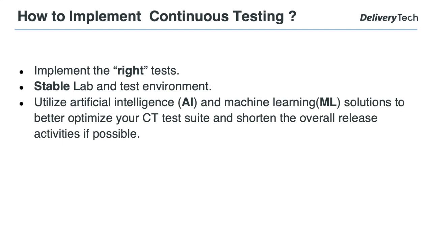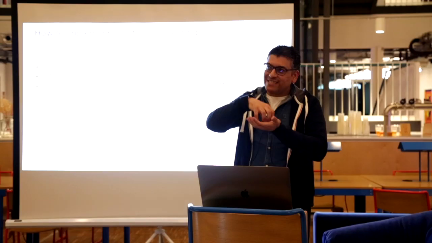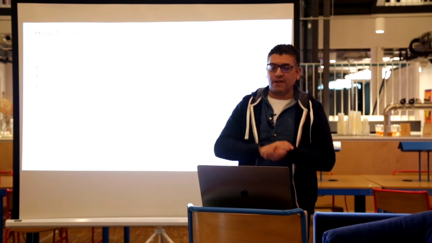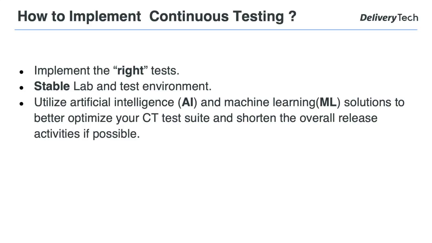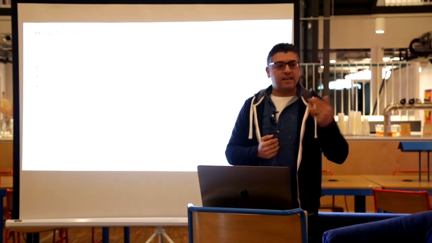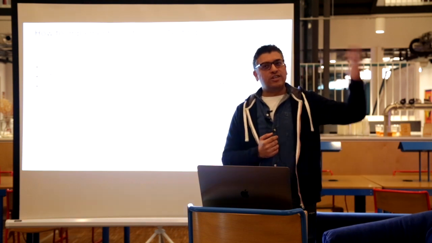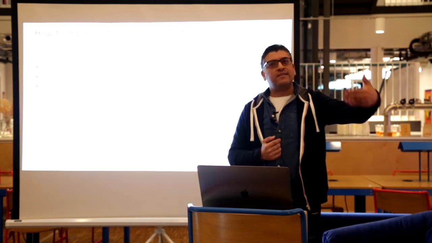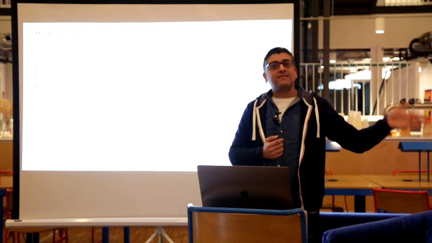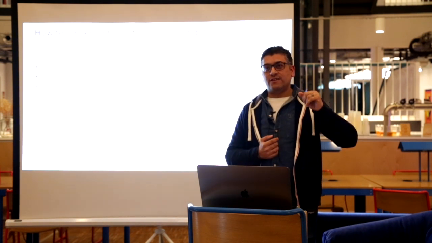So we need to decide which tests we can put in each step inside the delivery pipeline. We also need a stable lab and test environment to be able to test our application. For example, if I'm using the development environment, and every time the developer is changing the environment while I'm running my test automation script, every time I will get different results.